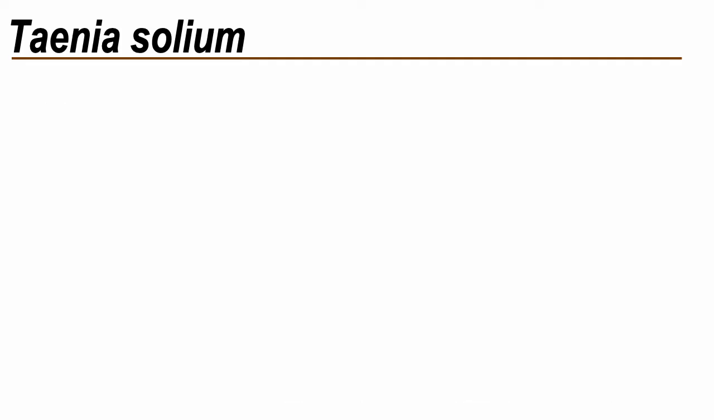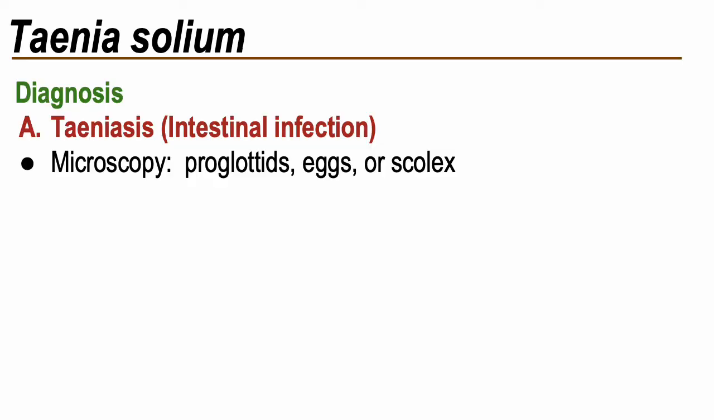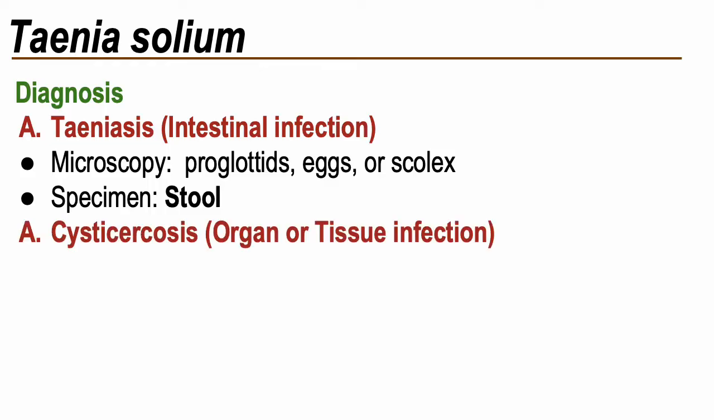For the diagnosis of Taenia solium, there are also two ways. For taeniasis, or the intestinal infection, the specimen of choice is stool, and this rests on identifying characteristics of the proglottids, eggs, or scolex of the parasite. Again, the scolex is only seen in the stool sample of the patient once they are treated. So the presence of scolex in stool may indicate the proper or correct treatment of the infection.